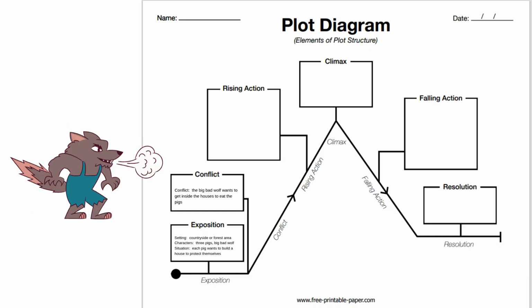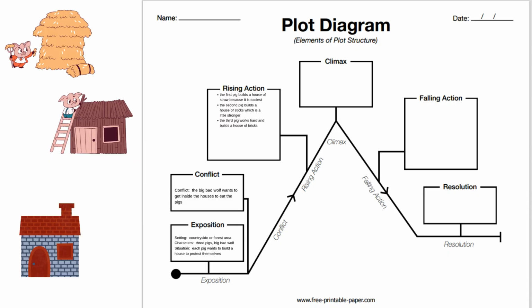The rising action. The conflict is that the big bad wolf wants to get inside the houses to eat the pigs. Each pig builds a house out of different materials. The first pig builds a house of straw because it's the easiest. The second pig builds a house of sticks, which is a little stronger. The third pig works hard and builds a house of bricks.